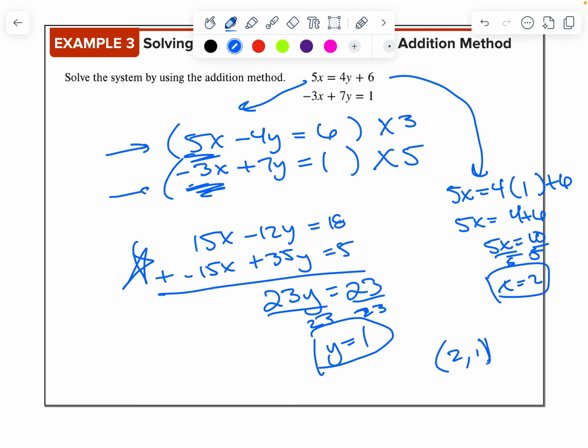That's how elimination works. We try and get either the x's or the y's. I could have multiplied to try and get the y's to be the opposite. You just got to get one to match up, either the x's to match up or the y's to match up. You really want it to be the opposite so that when you add, they will cancel out.